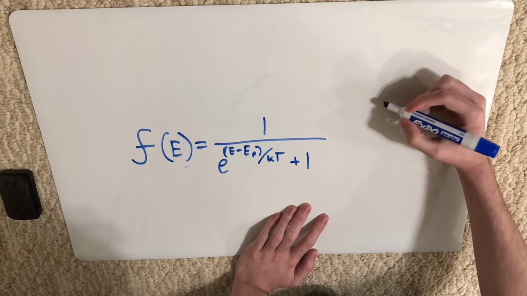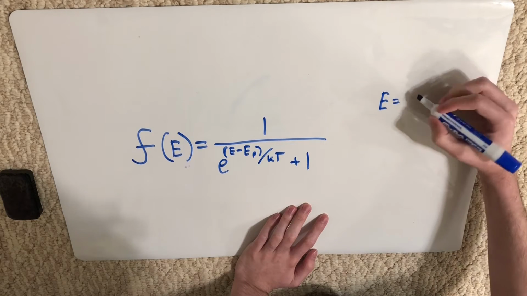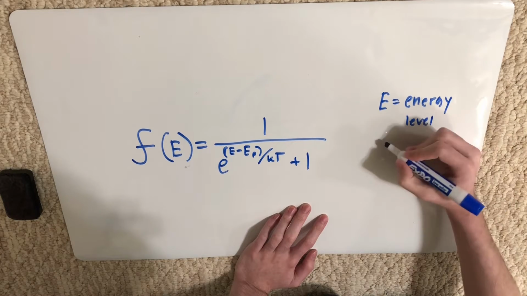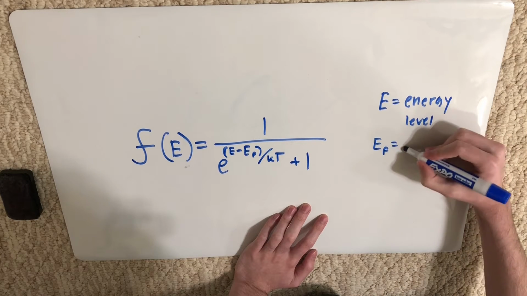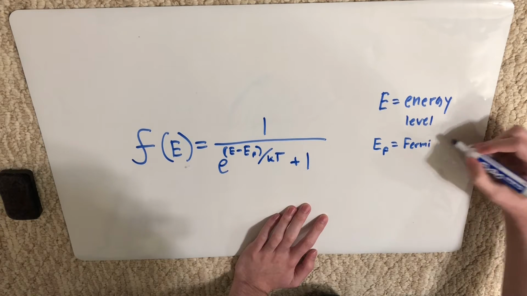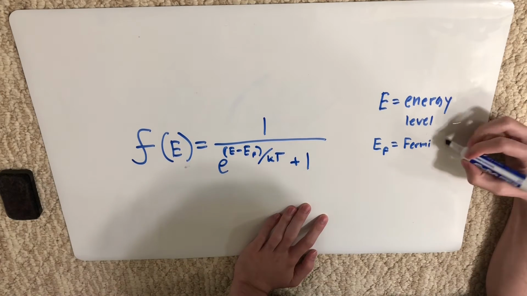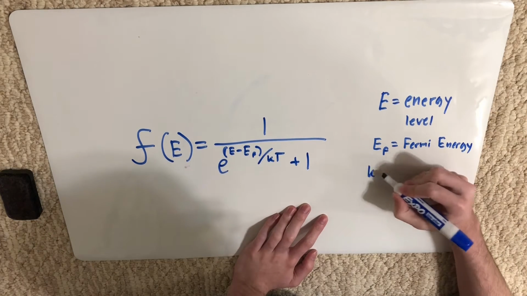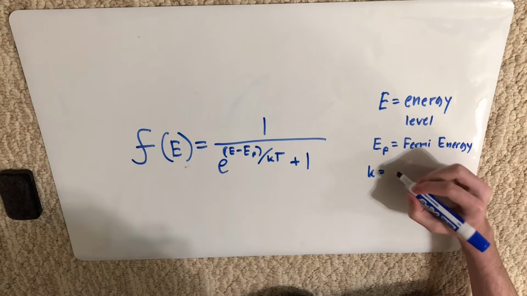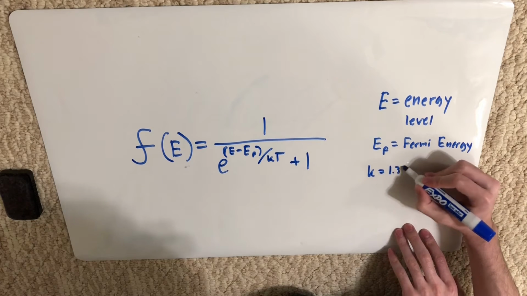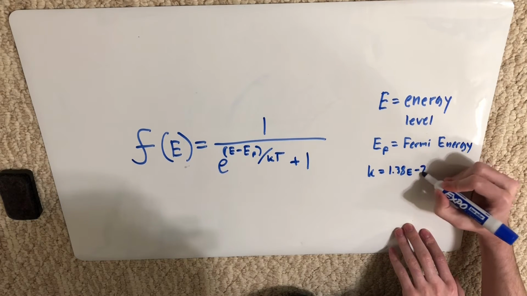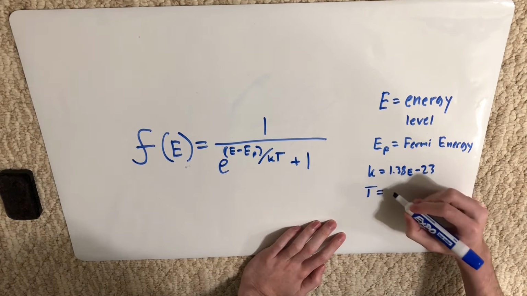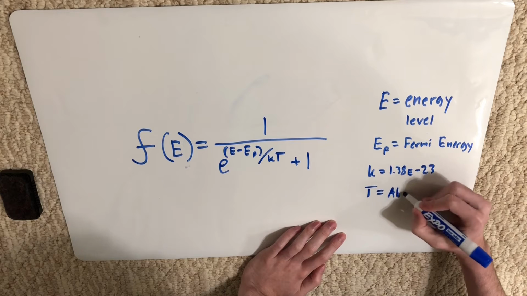Now, this is the Fermi function, which describes the distribution of electrons above and below the Fermi energy. E equals the energy level, EF equals the Fermi energy, aka the Fermi level at absolute zero. k is the Boltzmann constant, which is about 1.38 times 10 to the negative 23 joules per Kelvin. And T is the absolute temperature.